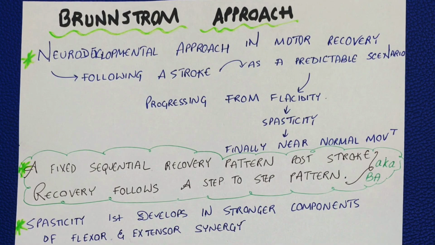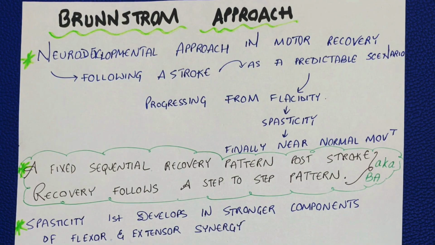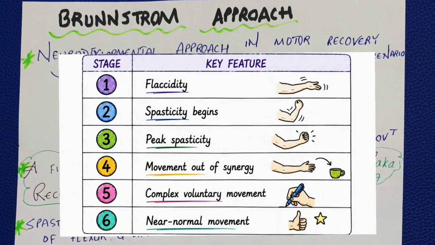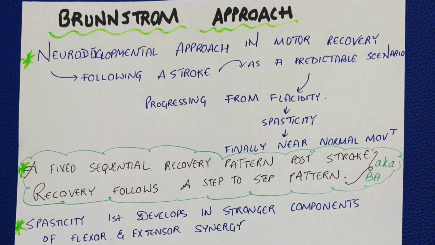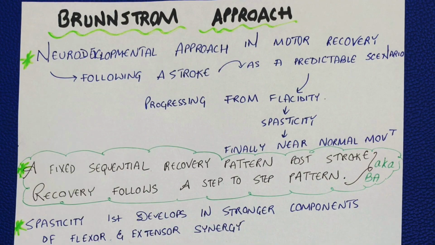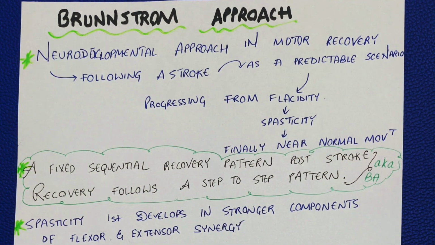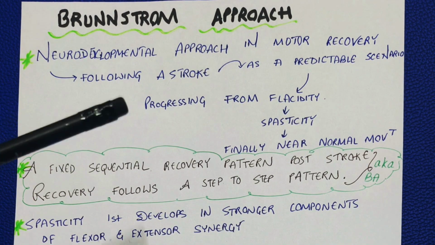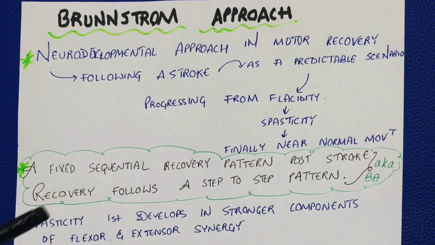Basically, a neurodevelopmental approach that describes motor recovery following a stroke as a predictable progression, from flaccidity to spasticity and then finally to near normal voluntary movement, is known as the Brunnstrom approach. In simple words, a fixed sequential recovery pattern that follows a stroke, a recovery that follows a step-to-step pattern, is known as the Brunnstrom approach.